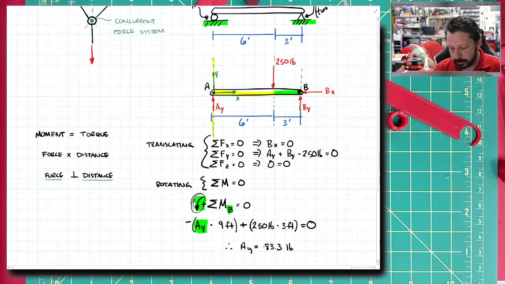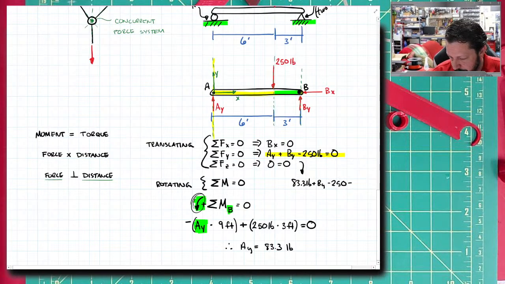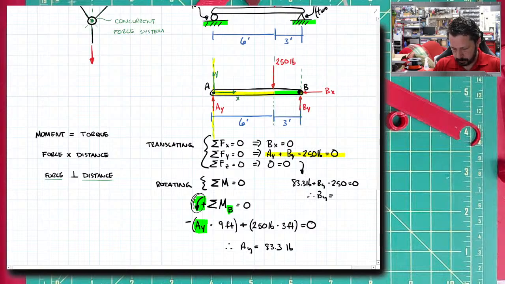So the positive sign on this number means that I chose this arrow to be drawn correctly. I drew it in the right way. So it's pointing up. And then once I know that, now the Y equation suddenly becomes valuable, because I can plug in: AY is 83.3 pounds plus BY minus 250 pounds equals 0. Therefore, BY equals 166.7 pounds.